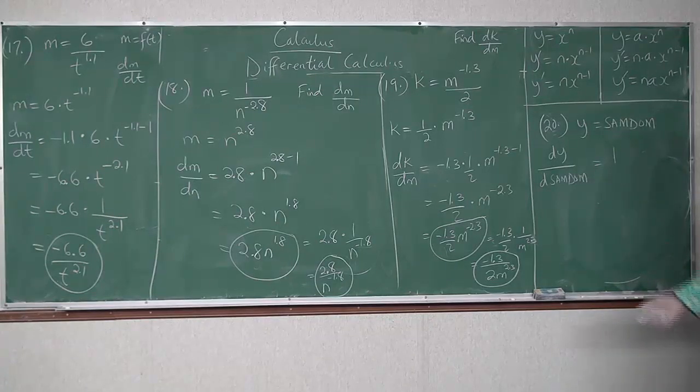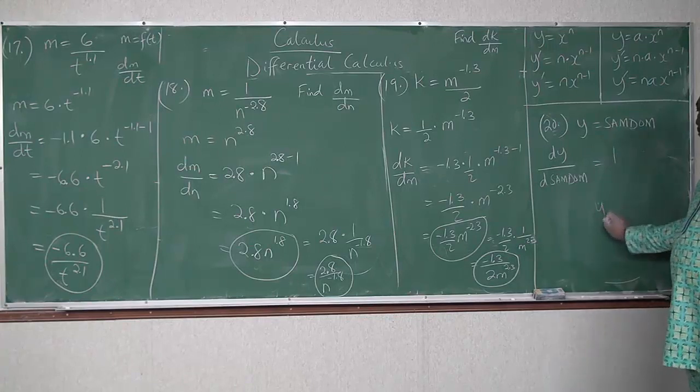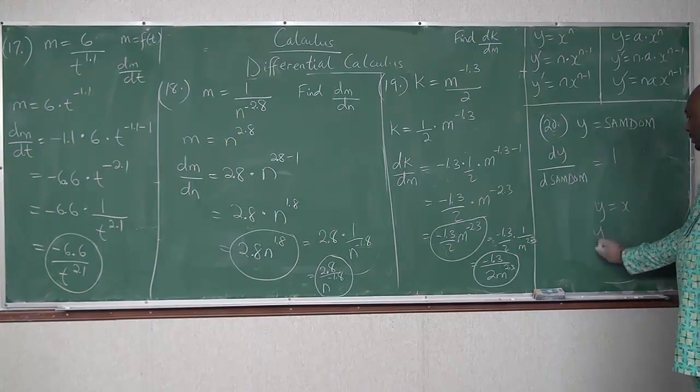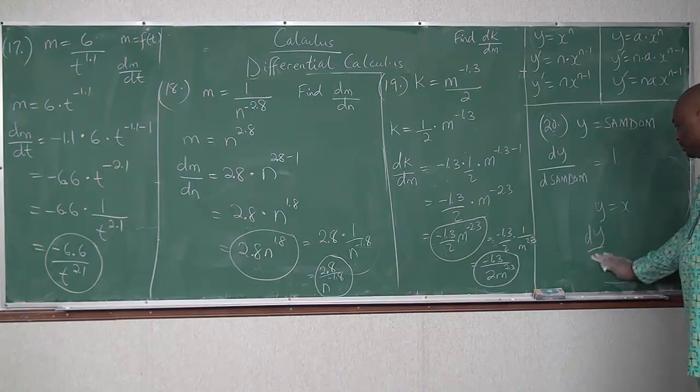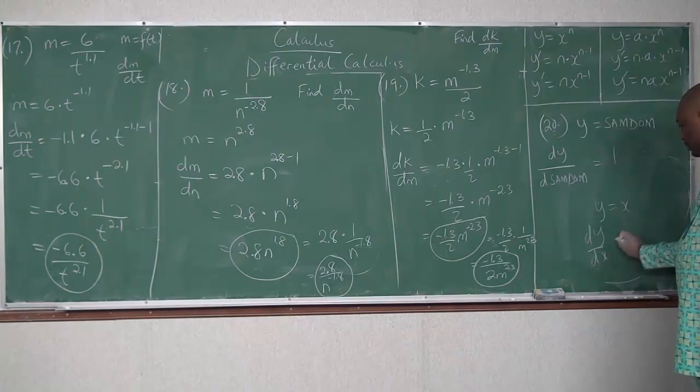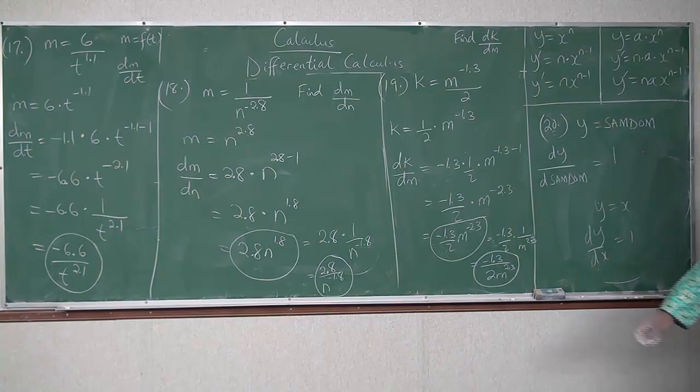I mean, just like we did y equal to x. You remember when we did y equal to x? That dy/dx is 1. Remember that? Does it make sense?